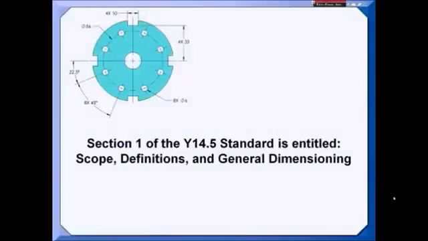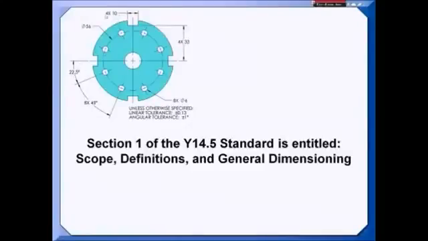This is a drawing that is very similar to one that you will find in the first section of the Y14.5 standard. That section is on scope and definitions and general dimensioning, not tolerancing. A lot of people look at this and think, oh, I could just apply a general plus-minus tolerance to these dimensions. And they would be wrong.